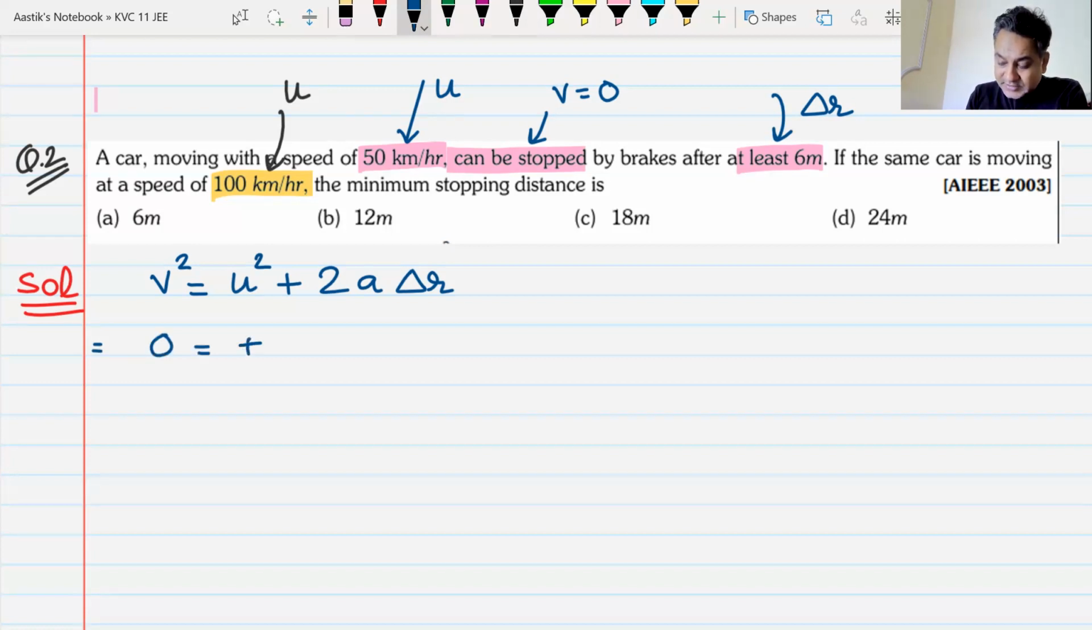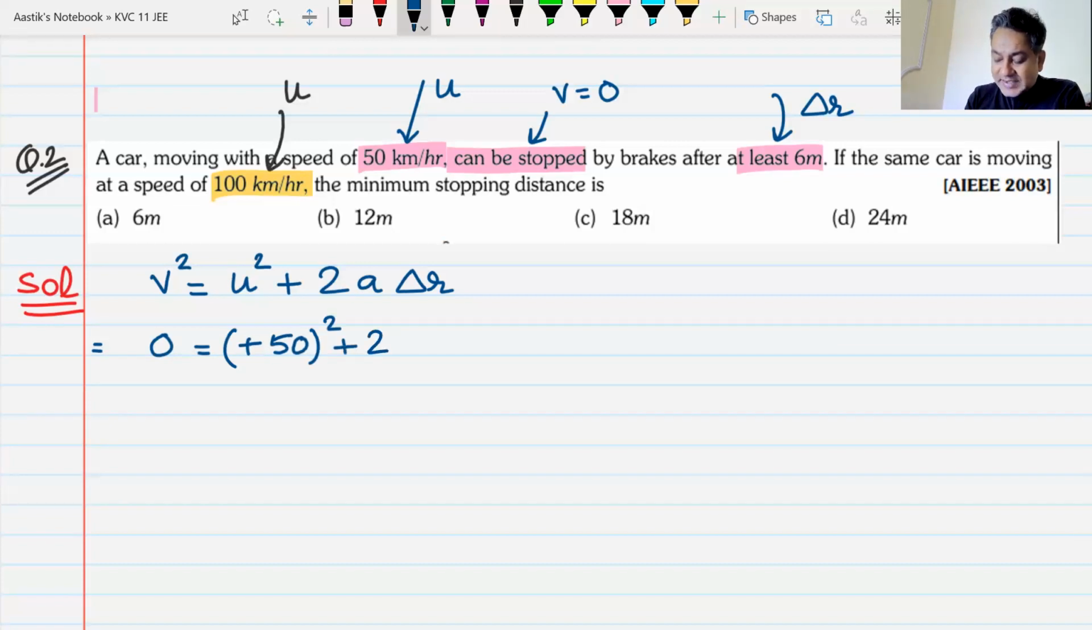Initial velocity is plus 50 kilometer per hour. So we have to convert it into meter per second. That is one task. Let us keep it at kilometer per hour. Remember, it is in kilometer per hour. I have not converted it.